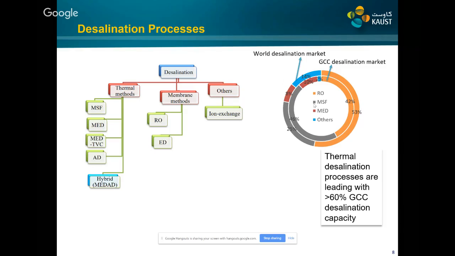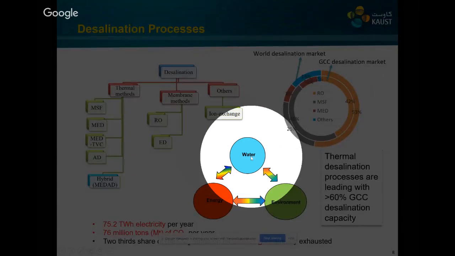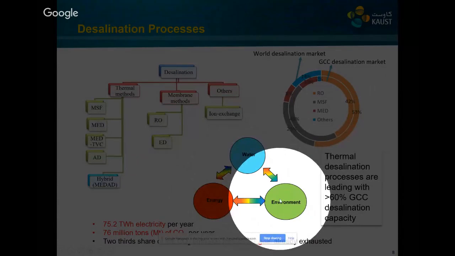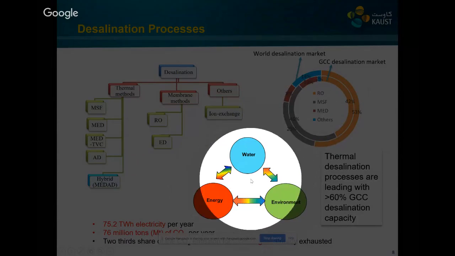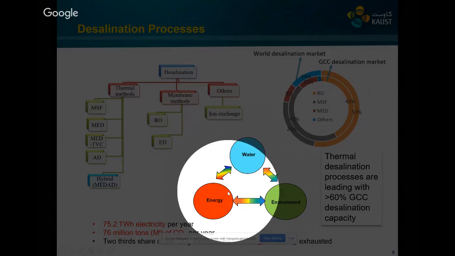So that's why the RO process is not dominating, but the thermal processes are very much dominating in the GCC countries. But the important thing is, whether it's an RO process or a thermal process, there is a nexus between water, energy, and environment. So we cannot just take one process and apply it. Actually, any process that is applied at commercial scale needs to fulfill this nexus for sustainability.